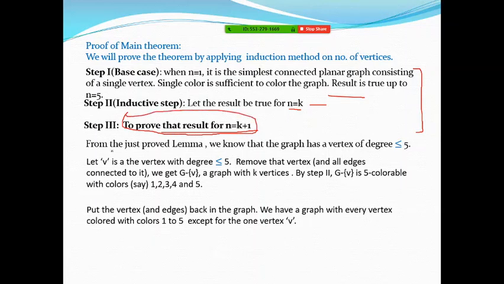So for proving n equal to k plus 1, we need that previous lemma, which we have just proved. We have proved that this graph has a vertex with degree less than or equal to 5. So be focused on the proof. There are so many twists in the proof, so don't lose your concentration. Take your copy and pen and start noting these main turning points.